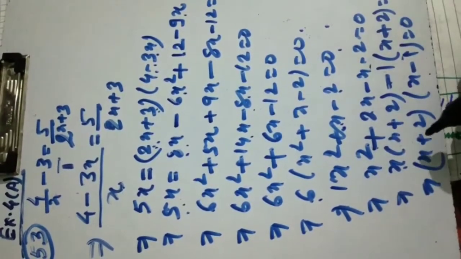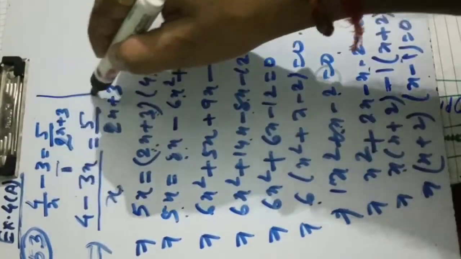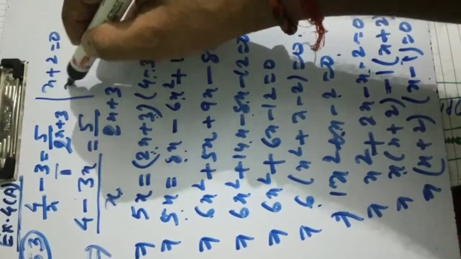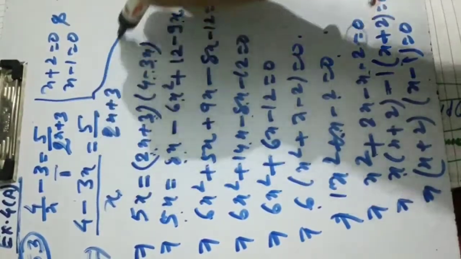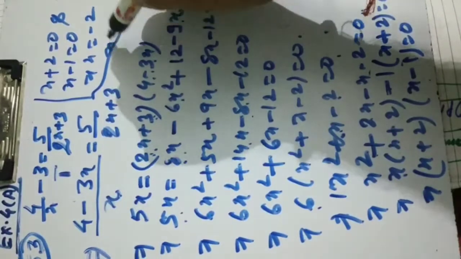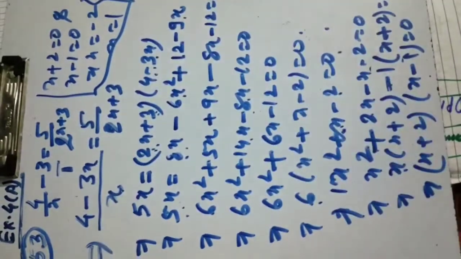Then either x plus 2 is equal to 0 or x minus 1 is equal to 0. This implies that x is equal to minus 2 and x is equal to 1. This is your final answer.